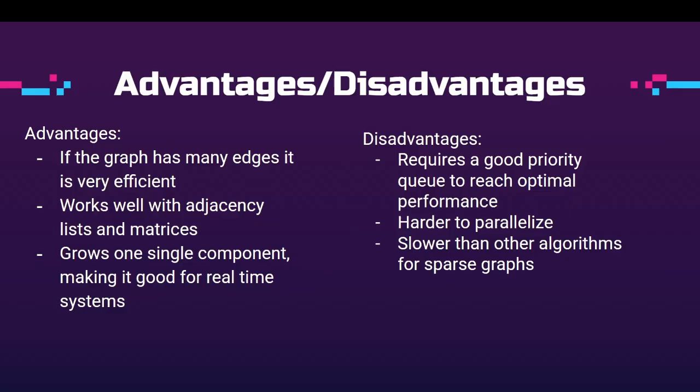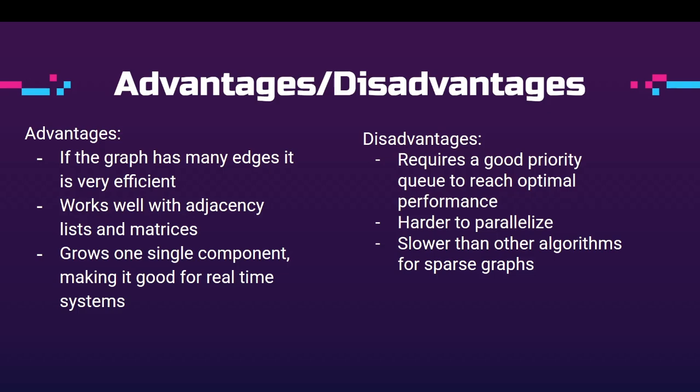The advantages and disadvantages of Prim's. So this is very efficient if the graph has many edges, because if you compare it to Kruskal's, it's much faster at handling each edge individually, and it's more limited by E log V, V being the vertices. It works well with adjacency lists and matrices because you don't really have to reform the data like you would do in Kruskal's, and it grows one single component. If you remember that third example in the Kruskal's algorithm, it can grow multiple different groups, which makes it a bit hard for real-time systems and a little bit harder to follow. This one will always just have one center clustering out, which is a lot better.